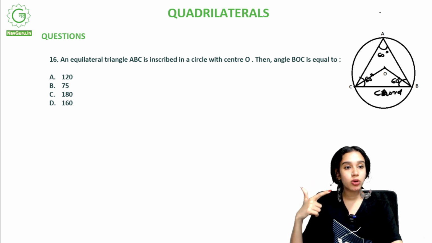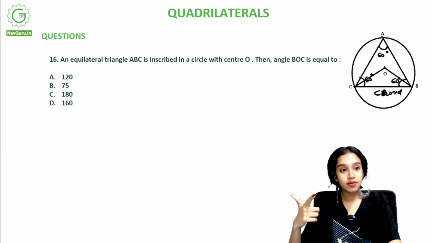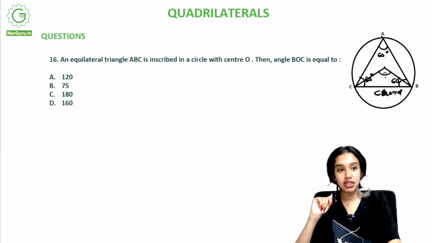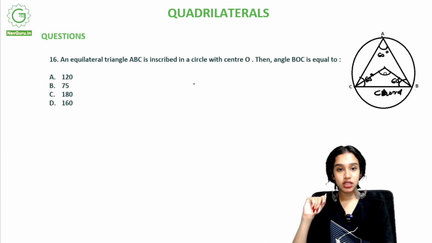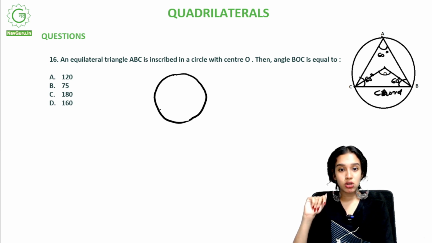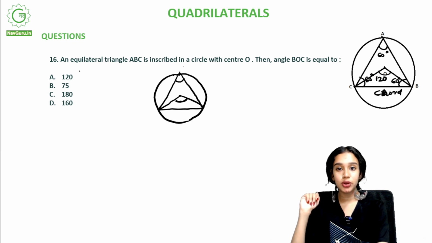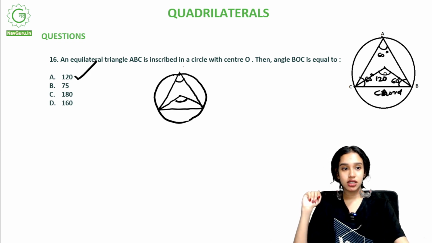So the angle formed by the chord on the circle is half of the angle formed by the chord at the center, right? I'll explain it better. This is a circle. I'm drawing a chord here. So an angle is formed on the circle by a chord. This angle would be half of the angle formed by the chord at the center. So if this is 60 degrees, this would be double of that, that is 120 degrees. 120 degrees is the answer.